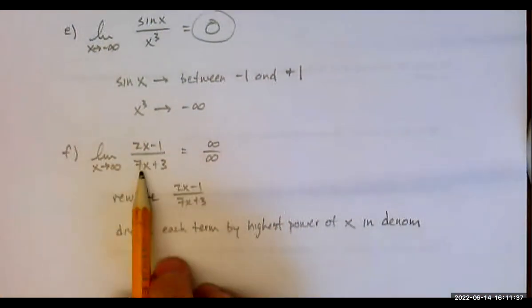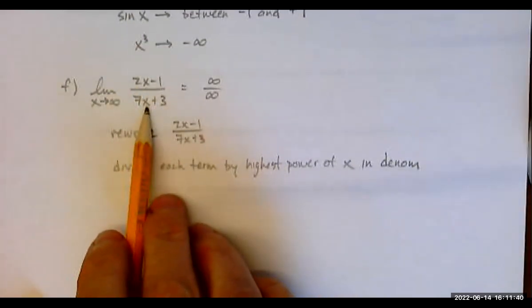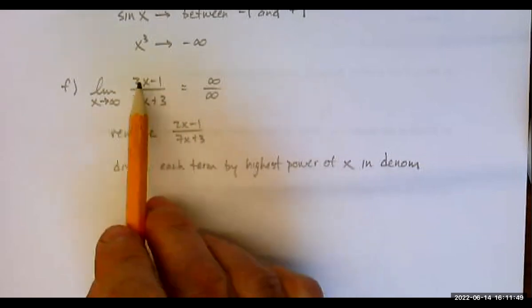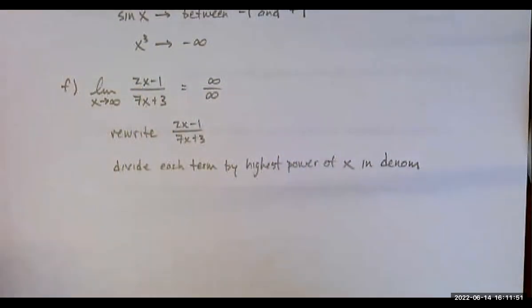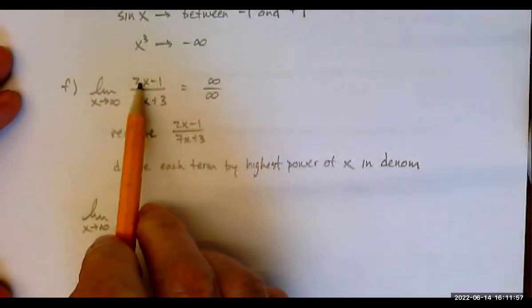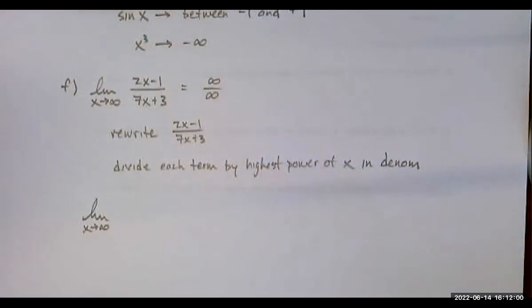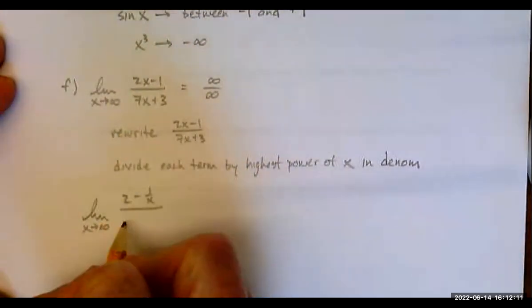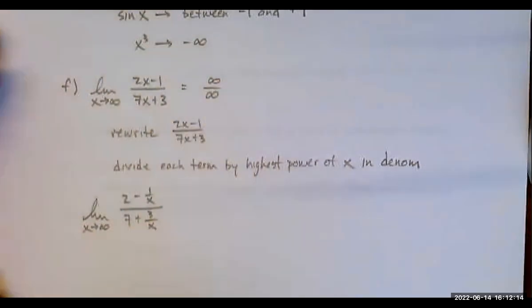So we're going to look at the denominator. We're going to recognize, hey, the highest power of x is just x to the first. So let's divide all 4 of these terms by x. And that's going to put us in a really good position. Dividing everything by x won't change the value of the function, but it will allow us to take this limit. So if we divide by x, that's going to be 2 minus 1 over x. And down here, 7 plus 3 over x. It's still all equivalent to what we had at the beginning.